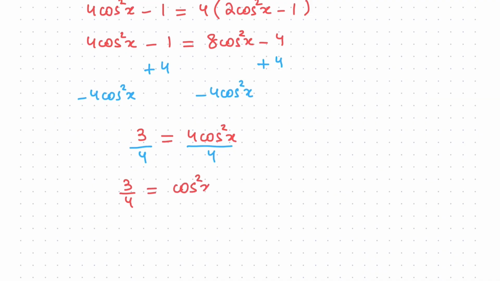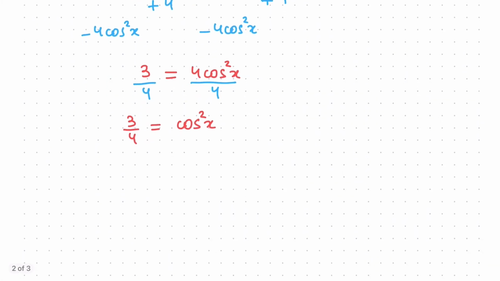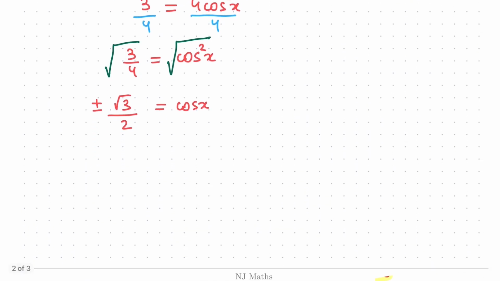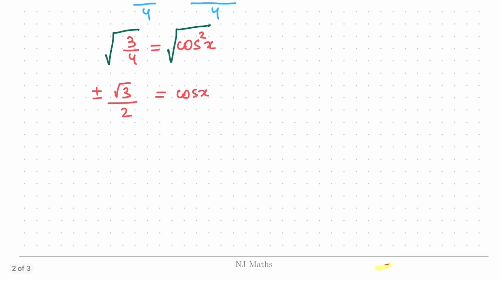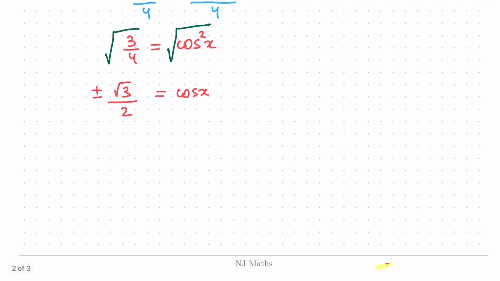cos square x. And now we can take a square root on both sides, so square root here and square root here, and in the end we get cos of x is equal to plus and minus root 3 over 2. So it's not one equation, it's actually 2 equations which we have to solve, once with the positive sign and once with the negative sign.